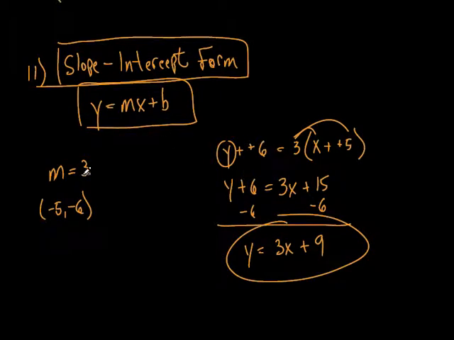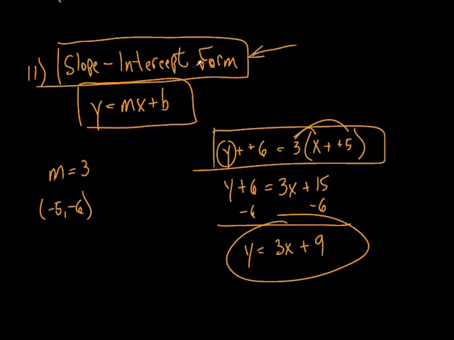So since they gave you a point, and since they gave you a slope, I thought it was pretty easy just to put it into the point-slope form. But then you can't keep it like that, though. You cannot keep it like this because the question said write the answer in slope-intercept form. Everybody getting this? All right. So there you go. Y equals 3x plus 9.